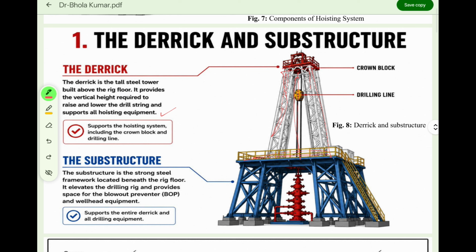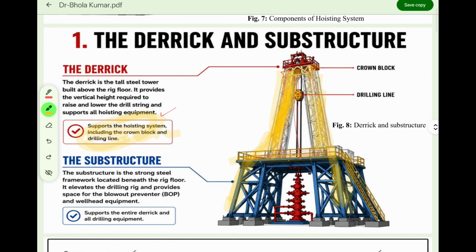Like, okay, so this structure we call Derrick, right? This whole structure we call Derrick. This steel cage structure, this whole structure is called Derrick, right? It supports the hoisting system including the crown block and the drilling line. So this is another main function.